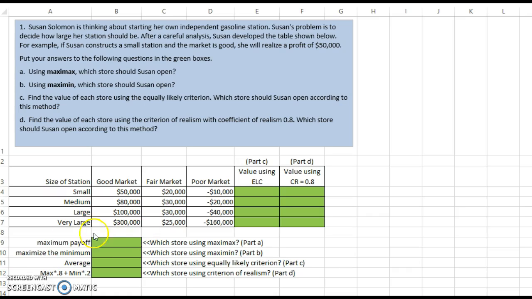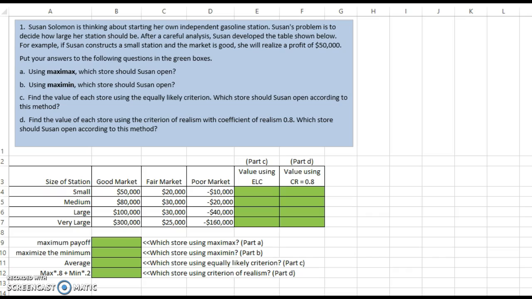You'll just put in your green box, and I made notes over here for what you should look for. But in the green box, you'll put the store that she would select being the most optimistic. Then it asks on the next line, what's her max and min decisions?